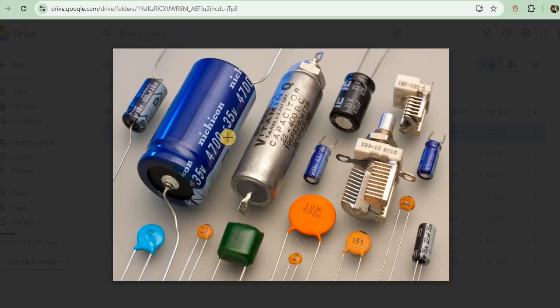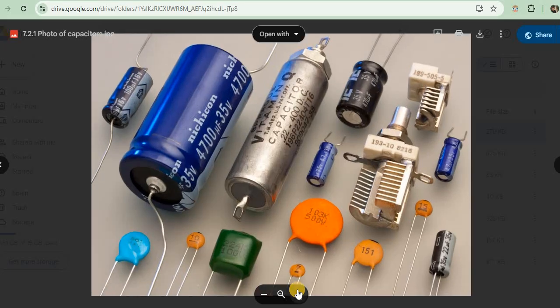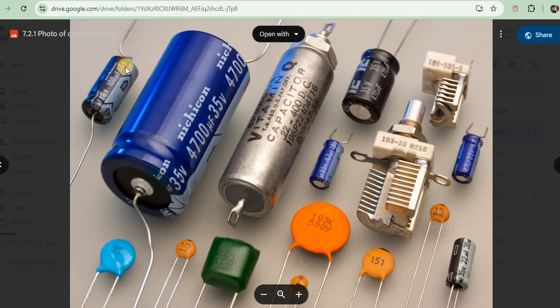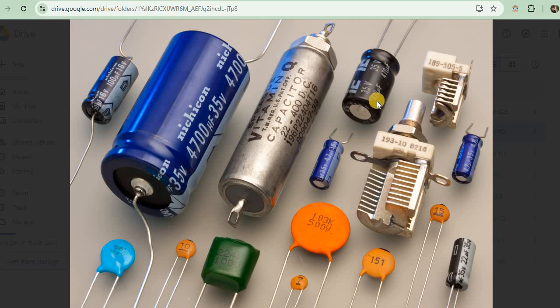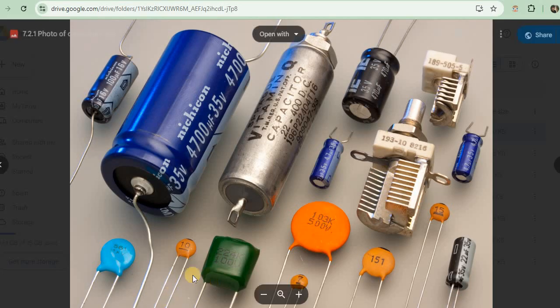See, 4700 microfarad is the capacitance of this capacitor. 100 microfarad is the capacitance of this capacitor. And you can see here, this is 16 volts. Then we have so many other capacitors here. See, this is 35 volts, 470 microfarads. And here you can see 4.7 microfarads. I think it's 35 volts. And then we have the flat ones.